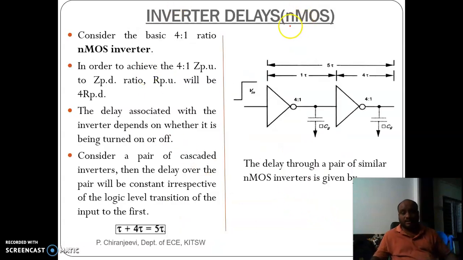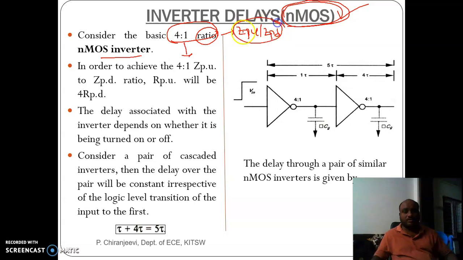Coming to the inverter delays, we have two types of inverter delays to discuss. One is NMOS based and one is CMOS based. Always, an NMOS inverter will be of 4:1 ratio. The 4:1 ratio here refers to the ZPU by ZPD ratio. In order to achieve a ZPU by ZPD ratio of 4:1, the pull-up resistance should be 4 times the pull-down resistance. So the delay associated with the inverter depends on whether it is being turned on or off.